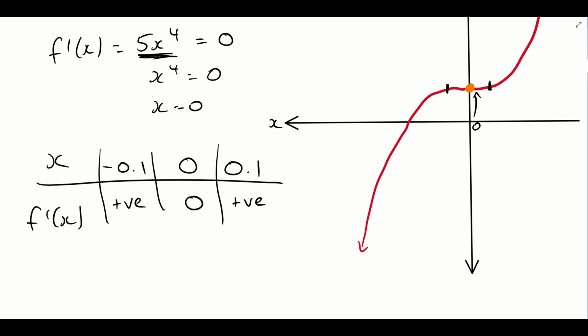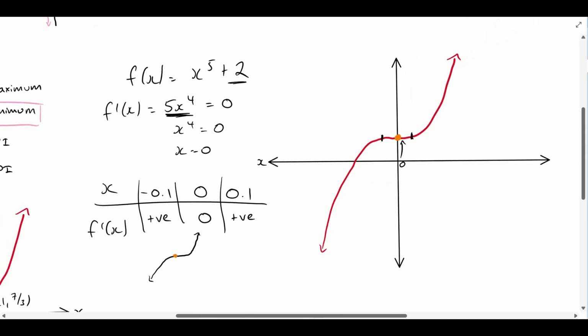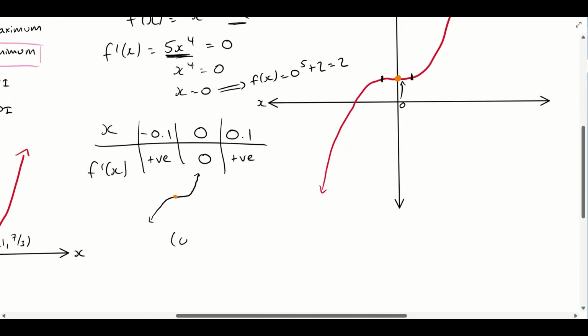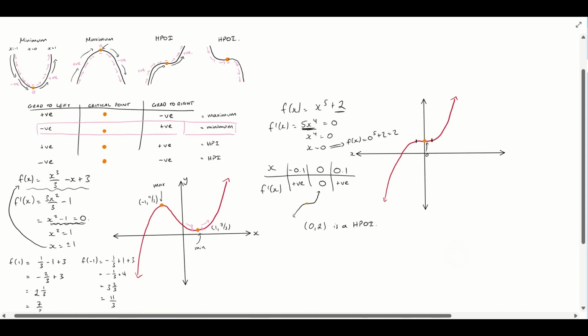Okay, so that means that we are going up, up, up to when the gradient is 0, and then going up the other side again. And we have our critical point in here, forming a horizontal point of inflection, which looks the exact same as the graph that we have. Okay, so we can say that when x is 0, f of x is equal to 0 to the power of 5 plus 2, which is 2. So the point (0, 2) is a horizontal point of inflection. Okay, so that's it. So we know our 3 types of critical points, and we can now find them algebraically.